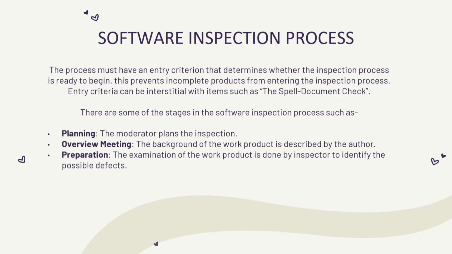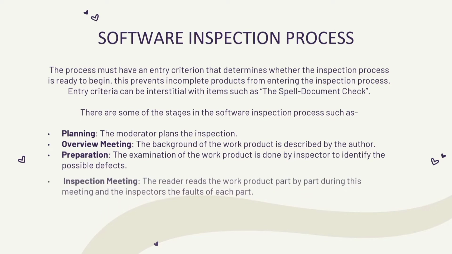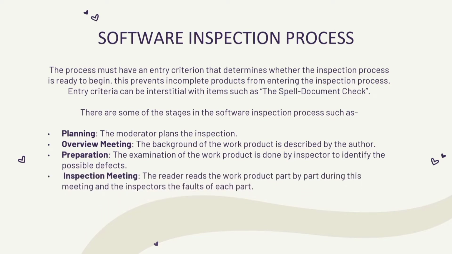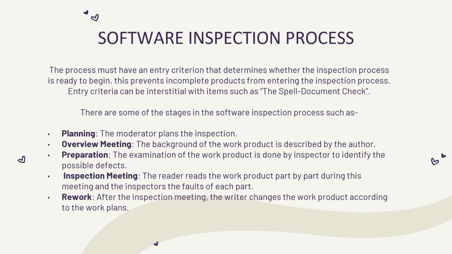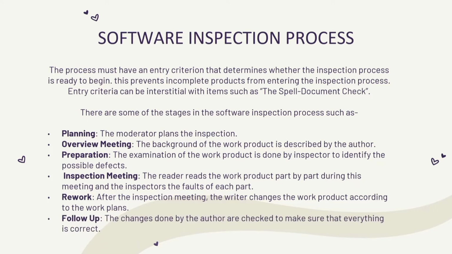Preparation. The examination of the work product is done by the inspector to identify possible defects. Inspection meeting. The reader reads the work product part by part during this meeting and the inspector finds faults in each part. Rework. After the inspection meeting, the author changes the work product according to the work plans. Follow up. The changes done by the author are checked to make sure that everything is correct.